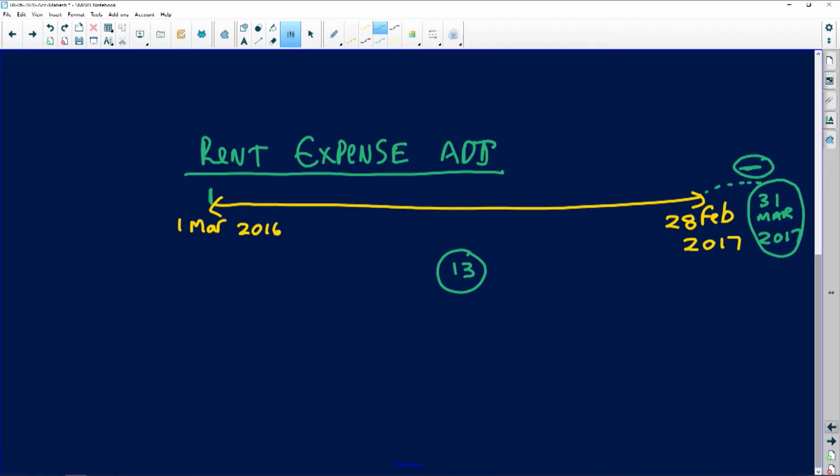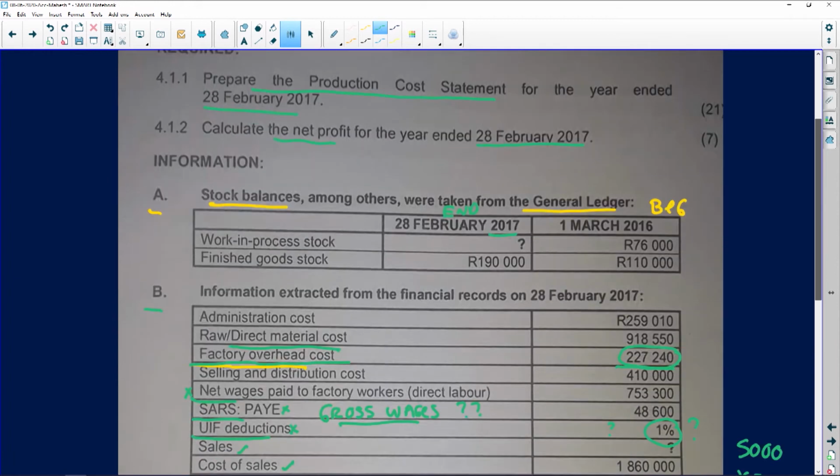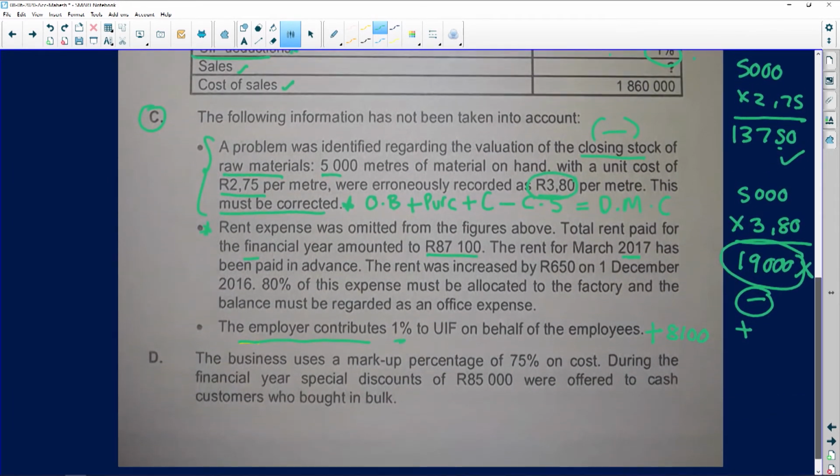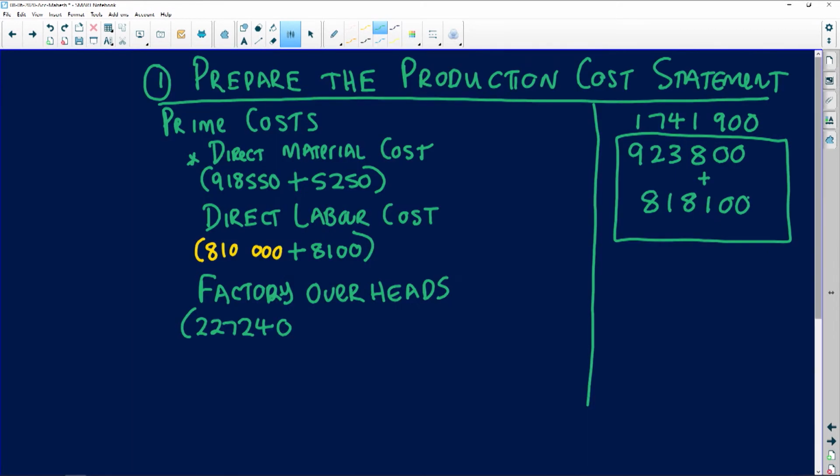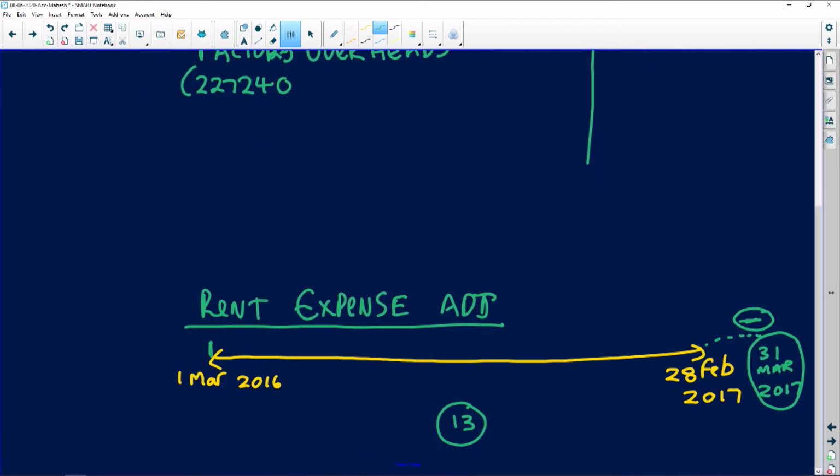Whichever method you use, you will still end up with the same answer, provided you didn't make a mistake while doing the calculation. So the method I'm going to use, the monthly rent increased. If we go back to the information, the rent increased on the 1st of December by 650 Rand. I want you guys to watch what I'm now doing. So 1st of December, somewhere here, is when my rent increased. So there was an increase of 650 Rand on the 1st of December.